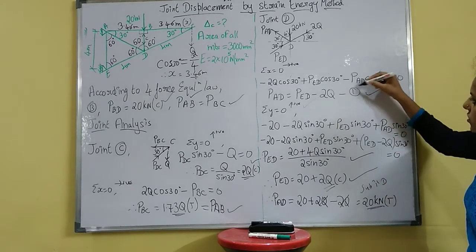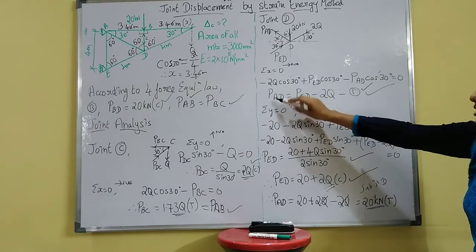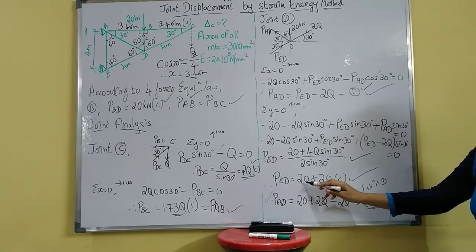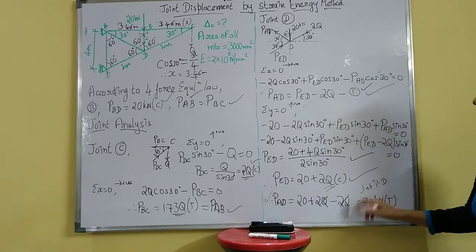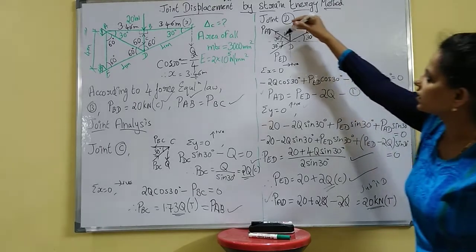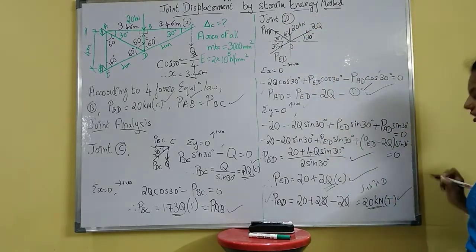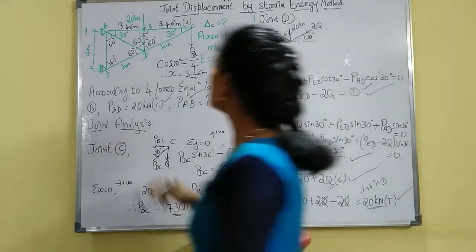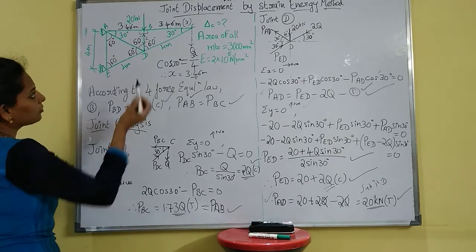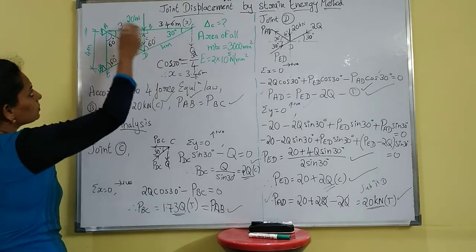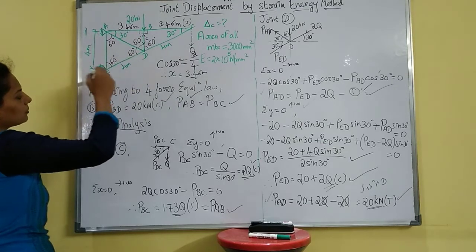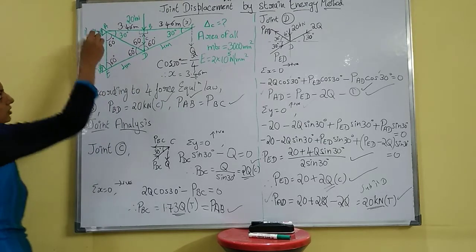Next, PAD, just substitute in the first equation and get the value of PAD. Okay, PED is now known, that is 20 plus 2Q minus 2Q, so 2Q minus 2Q will get cancelled, you will get 20 kilonewton. Here it is away from the joint, so it is tension T. Okay, now see, once all the member forces are solved, PBC, PAB is solved, CD is known now, BD is known, AD is known, ED is known, only this is now unknown, that is AE.